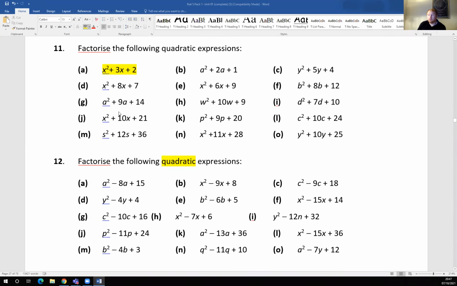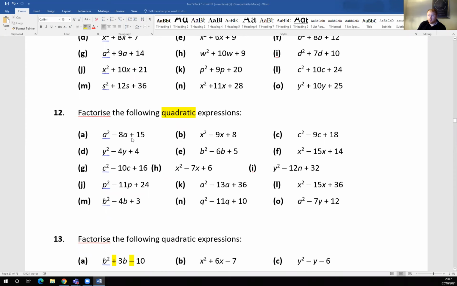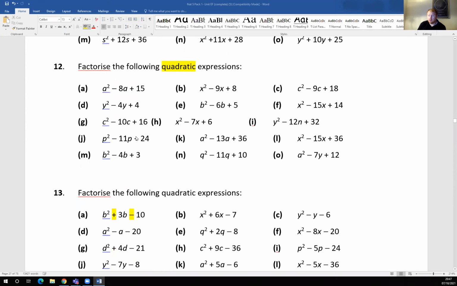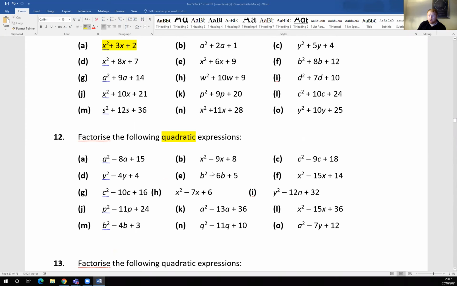Don't do them all, do them until you're comfortable. Do a couple in 11 where they're both the same sign. Do a couple in 12 where there's a different combination. And 13, again, it just changes the signs about. So do as many as you want.